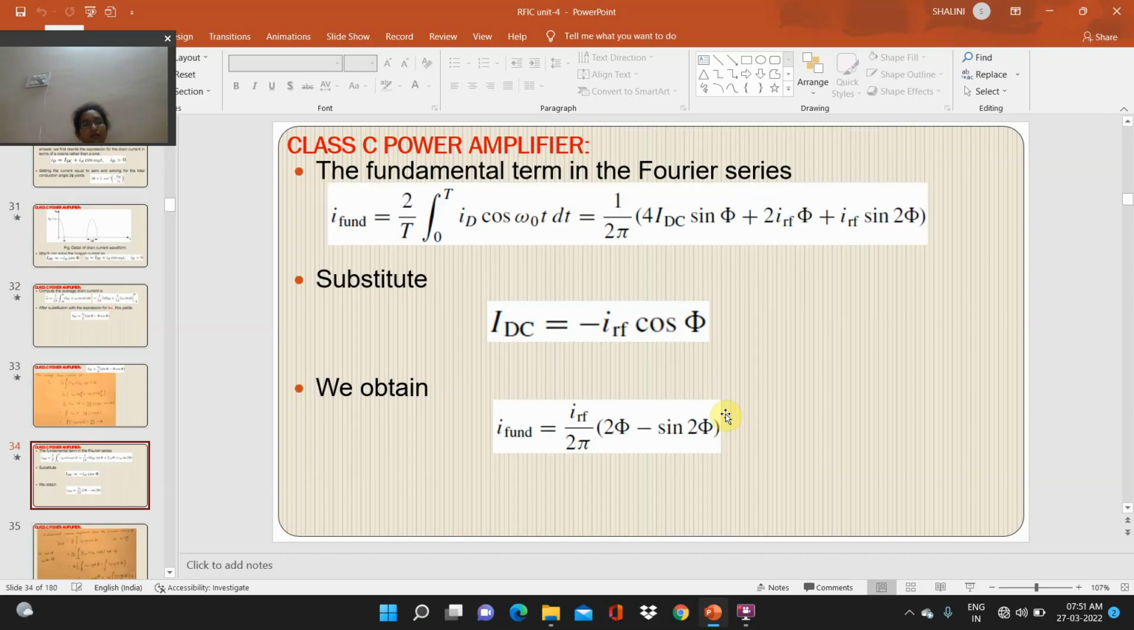The fundamental term in the Fourier series, I fund, is equal to 2 by T integral from 0 to T of ID cos omega naught t dt, which is equal to 1 by 2 pi into 4 IDC sin phi plus 2 IRF phi plus IRF sin 2 phi. Substituting IDC is equal to minus IRF cos phi, we obtain the fundamental current I fund is equal to IRF by 2 pi of 2 phi minus 2 sin 2 phi.